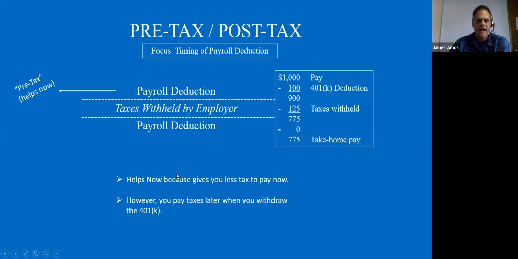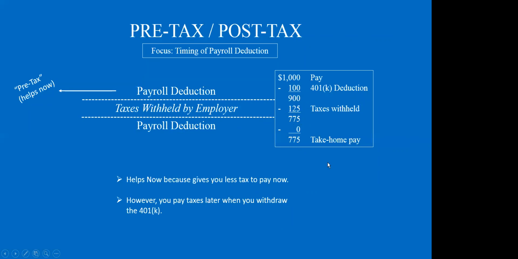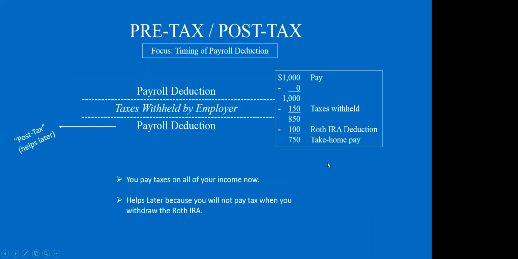See, this pre-tax helps you now because it gave you less tax to pay. If this had been $1,000 here, as you'll see in the next example, you would have paid more taxes here. So let's look at the next example.